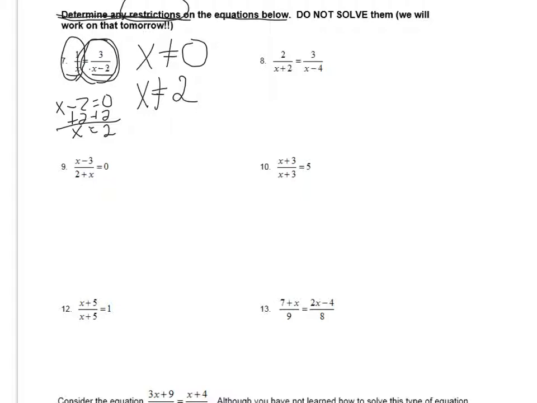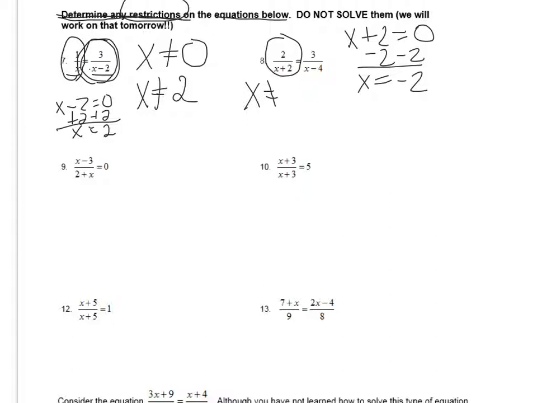So in this one, the first denominator is x plus 2. Set that equal to 0. Subtracting 2 from both sides, you get x equals negative 2. So our first restriction is x cannot be equal to negative 2.